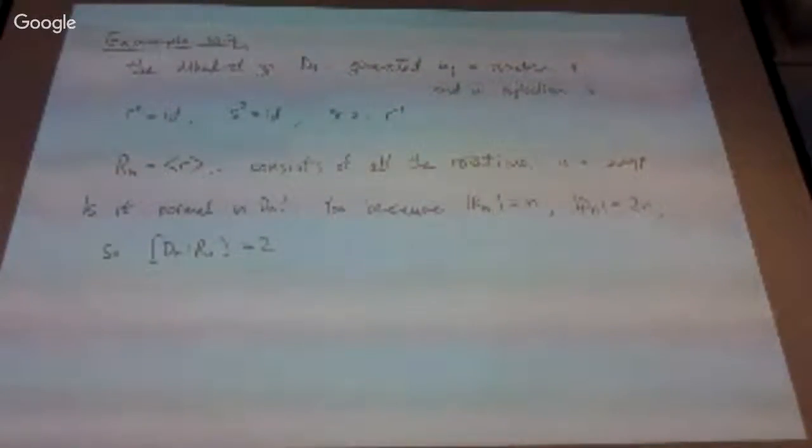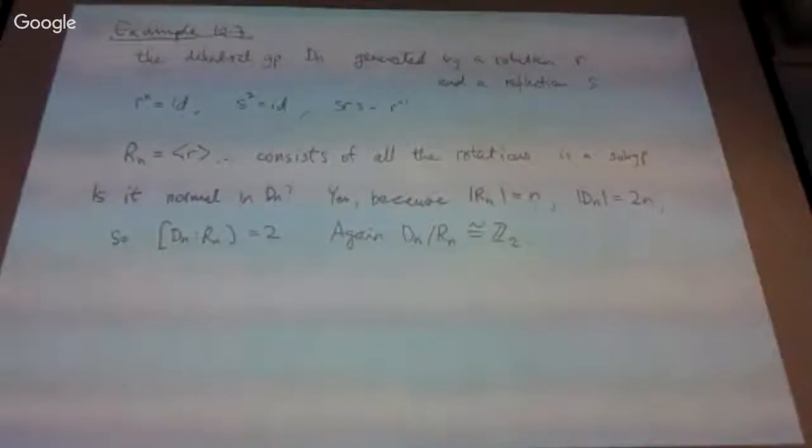This is starting to be silly, because what we're getting here is again Z2 as a result. So in this sense, the book is slightly disappointing, because all the examples just lead to Z2 or Zn.